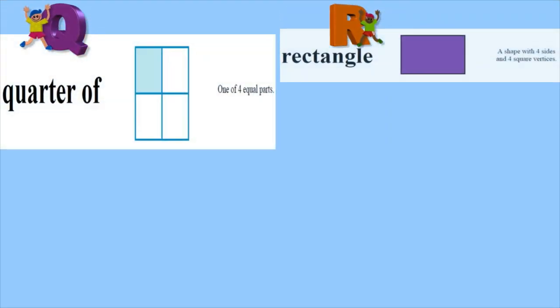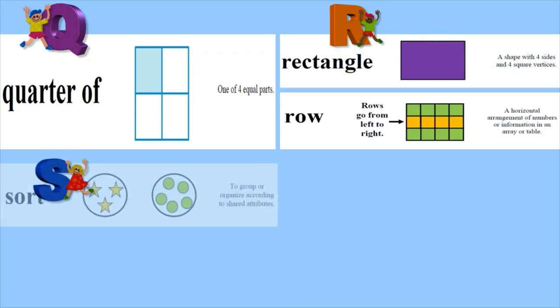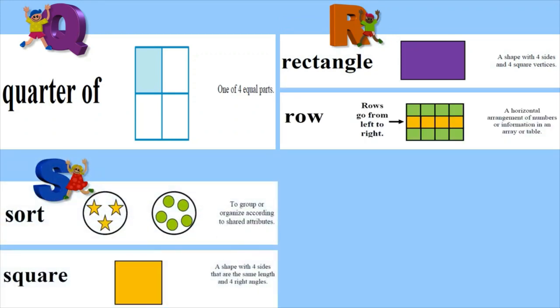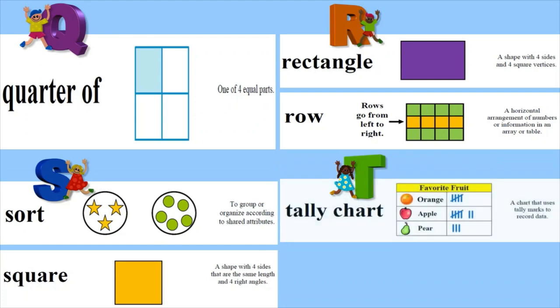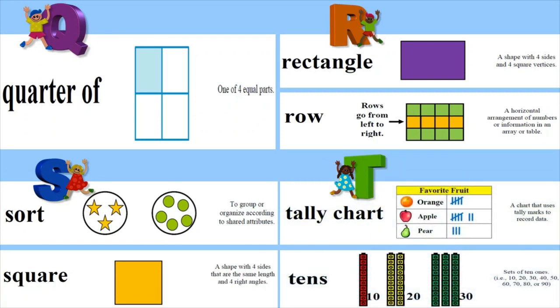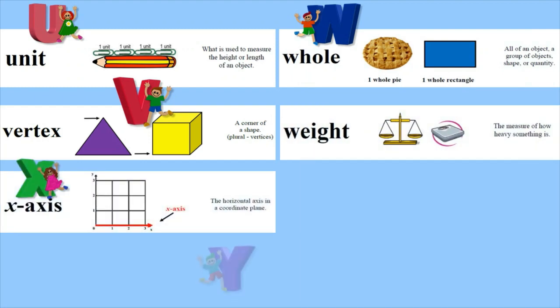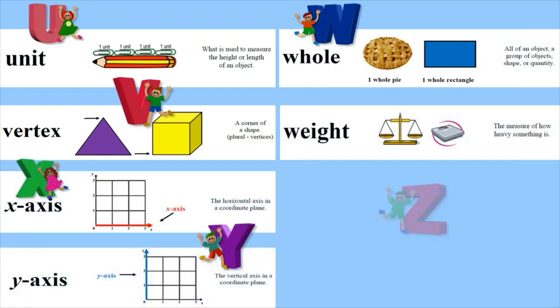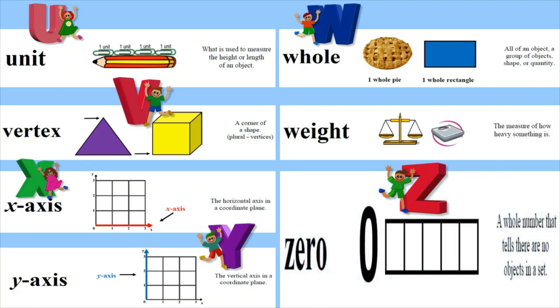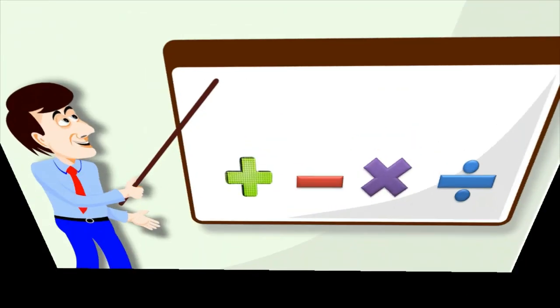Q, quarter of. R, rectangle, row. S, sort, square. T, tally chart, tens. U, unit. V, vertex. W, whole, weight. X, x-axis. Y, y-axis. Z, zero.